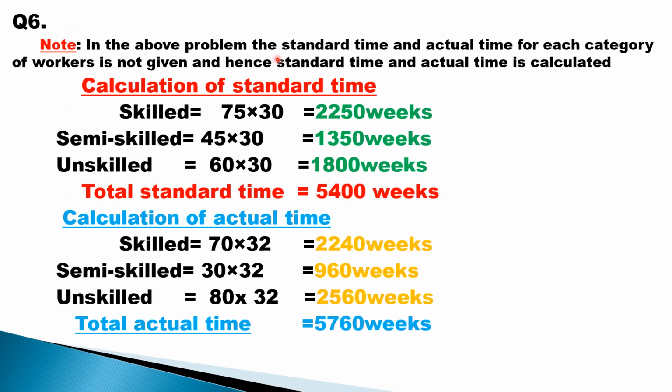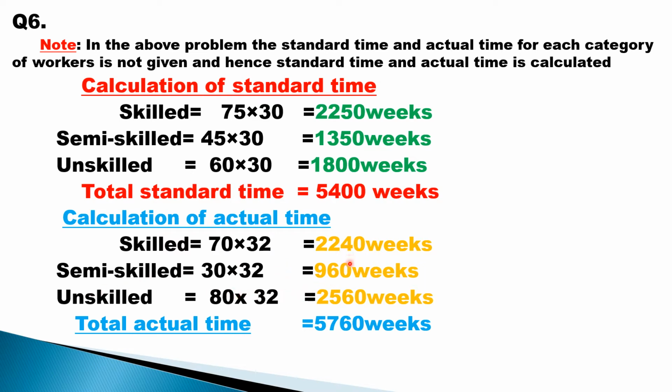So in the above problem, standard time and actual time for each category of workers is not given, and then standard time and actual time is calculated first. So first calculate standard time. Skilled 75 into 30 weeks, semi-skilled 45 workers into 30 weeks, unskilled 60 into 30 weeks. So we get the standard time of each category of workers. Similarly, calculate the actual time of each category of workers. Skilled 70 workers into 32 weeks, semi-skilled 30 into 32 weeks, unskilled 80 into 32 weeks.